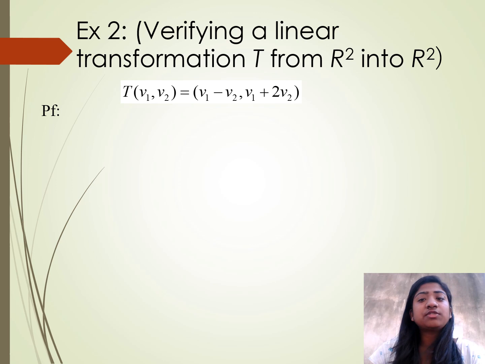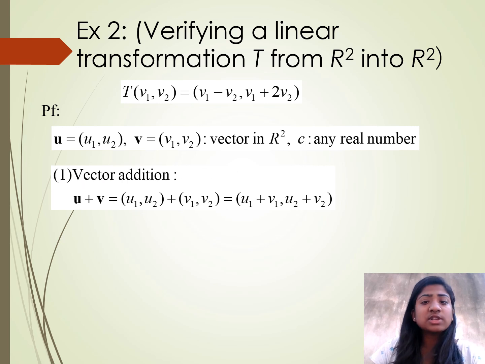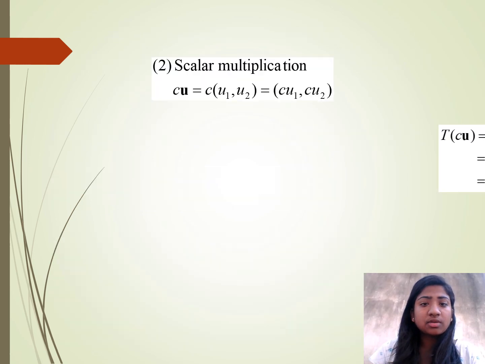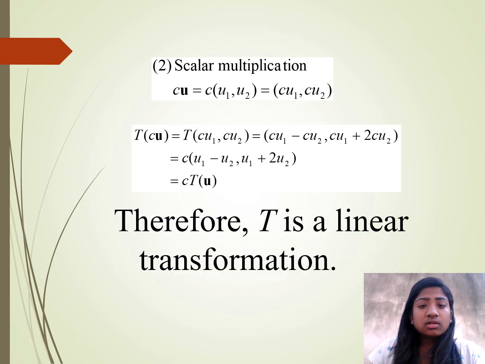Verifying a linear transformation T from R square into R square. The example is T of v1 comma v2 equals v1 minus v2 comma v1 plus 2v2. Let u equals u1 comma u2, v equals v1 comma v2 be vectors in R square, and c any real number. Vector addition: u plus v equals u1 comma u2 plus v1 comma v2 equals u1 plus v1 comma u2 plus v2. T of u plus v, if we solve this, we get T of u plus T of v. Scalar multiplication: c times u equals c times u1 comma u2 equals cu1 comma cu2. Here is the proof for the scalar multiplication, and therefore T is a linear transformation.